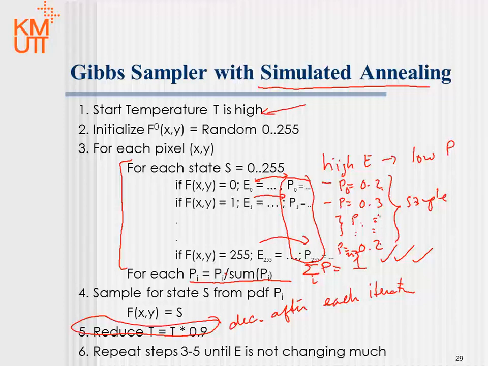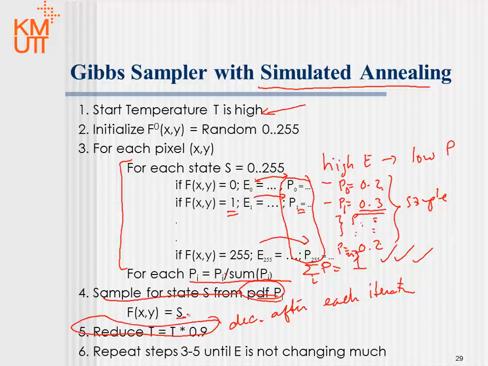So we have an equal chance of choosing p 0 and p 255 because the probabilities are both 0.2, but we have a higher chance of choosing state 1, meaning let the value be 1, because it has a higher probability. So basically we will sample from this probability distribution function to get the state S. And I will explain how to sample in a moment. But you know, most people already know how to do that.